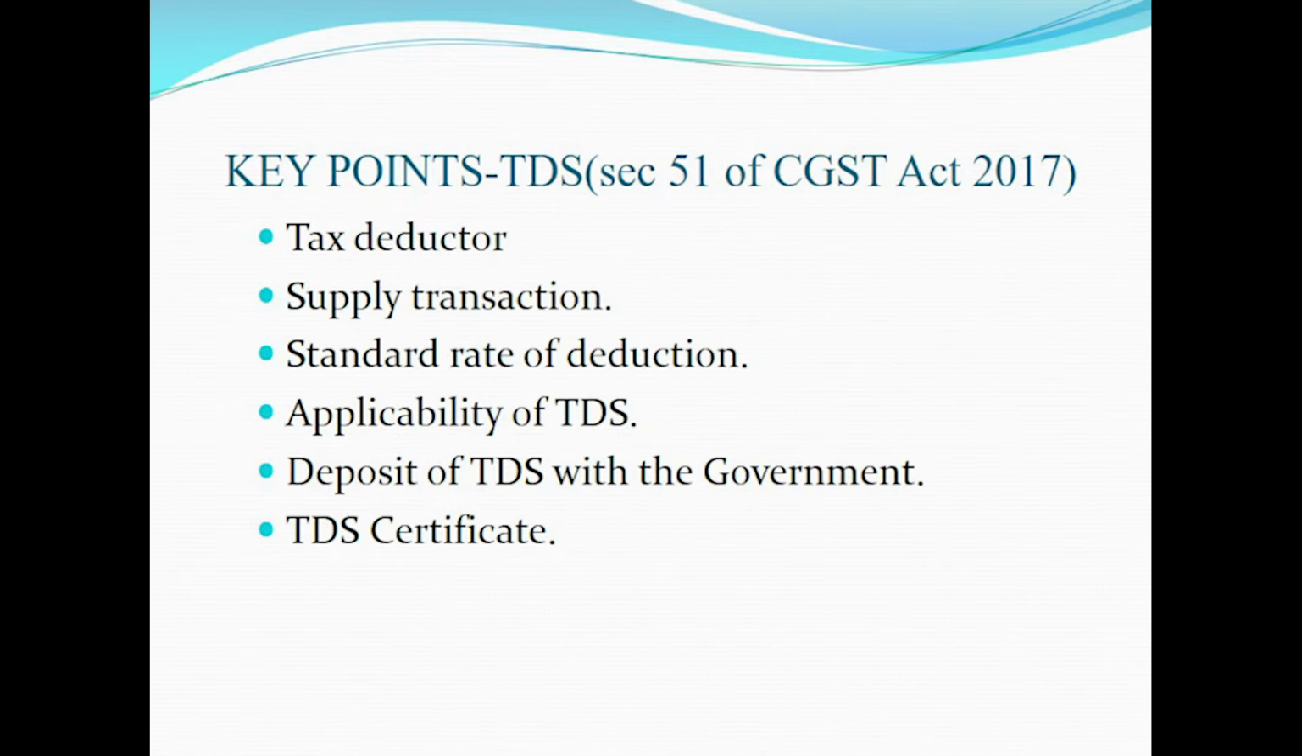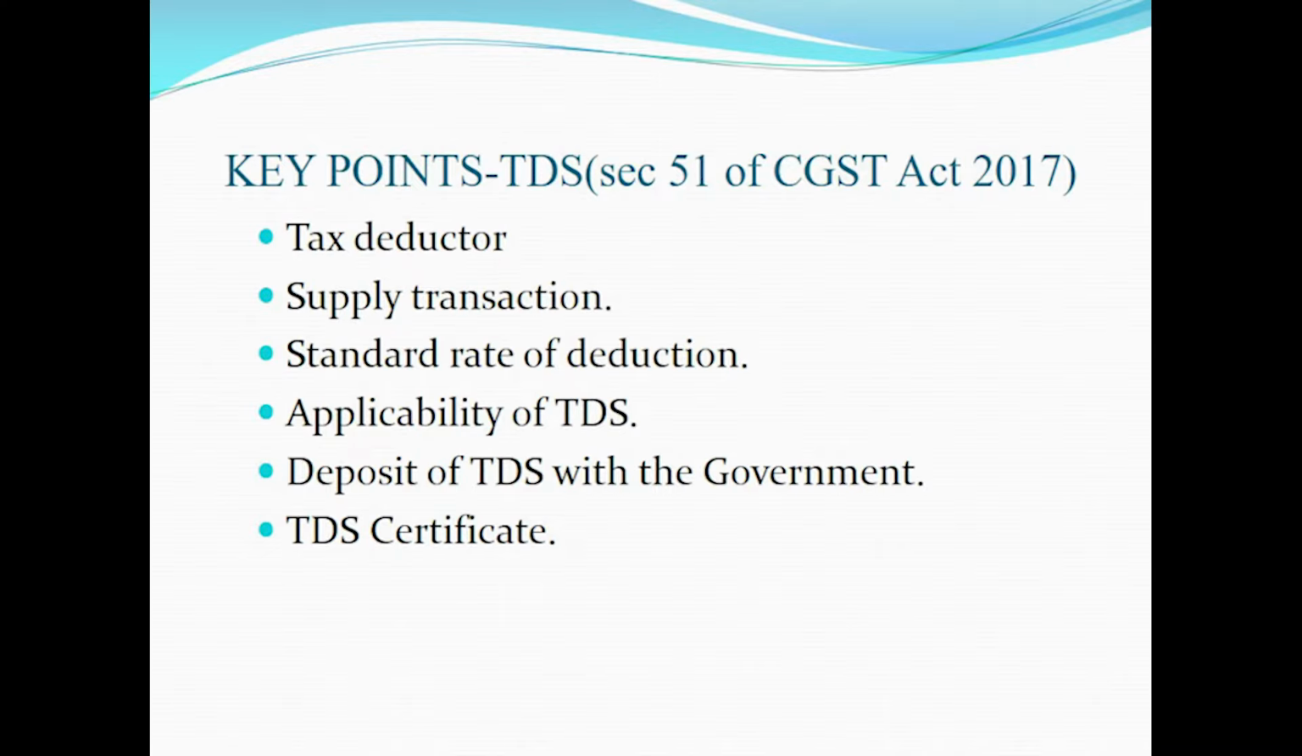The first key point is the tax deductor. Who is a tax deductor here? The tax deductor is the person who is liable to pay the tax. Second, the supply transaction. This becomes a very important key point because the TDS will be deducted based on the type of supply, whether it is an interstate supply transaction or an intrastate supply transaction.